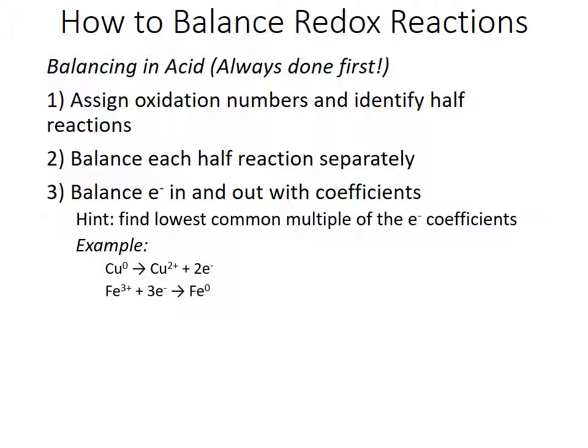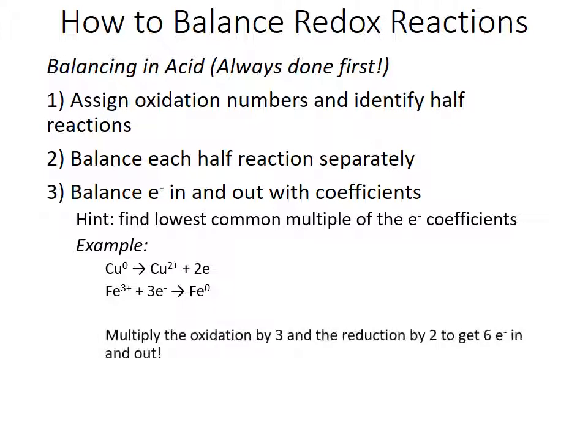So let's take a look at a quick example. Copper 0 goes to copper 2+ plus 2 electrons, and iron 3+ plus 3 electrons becomes iron 0. What you want to do is multiply the oxidation by 3 and the reduction by 2 to get 6 electrons in and 6 electrons out. This way, when you go to the next step, the electrons will cancel out entirely.